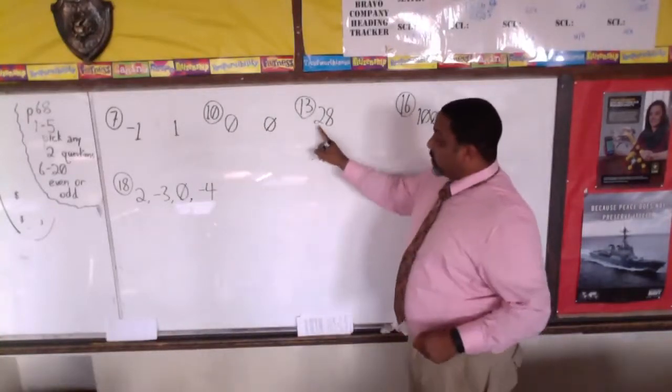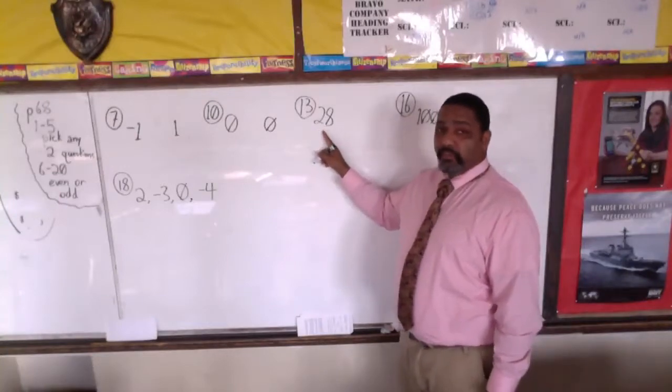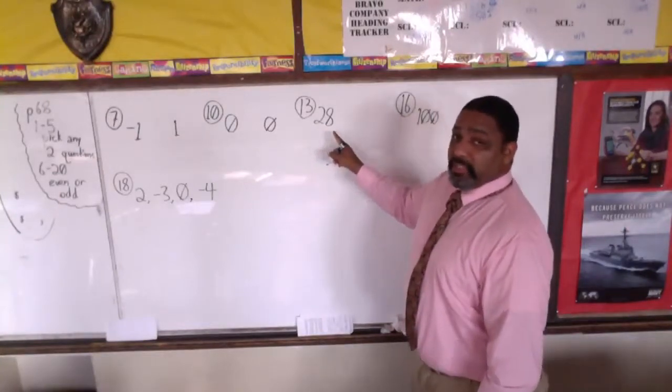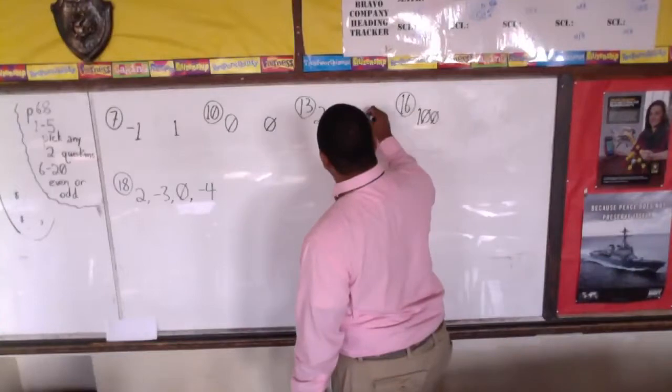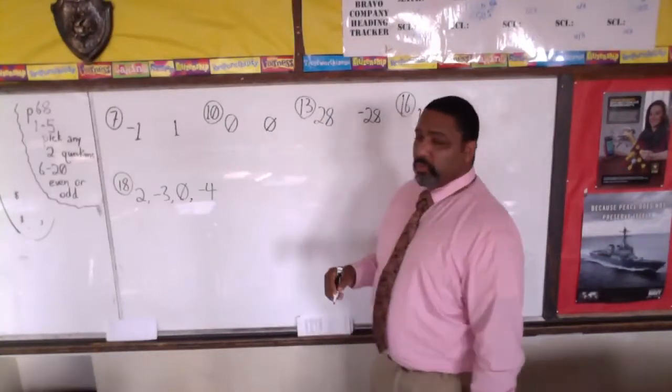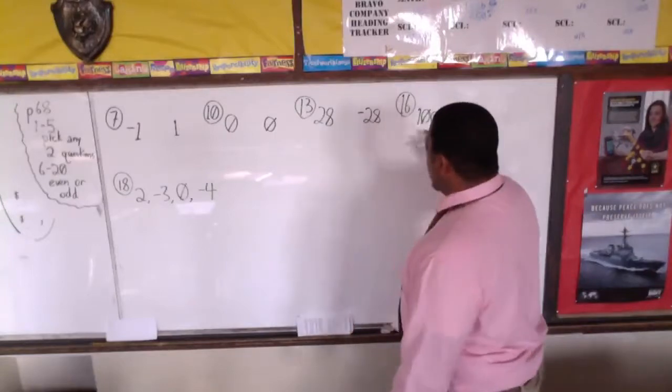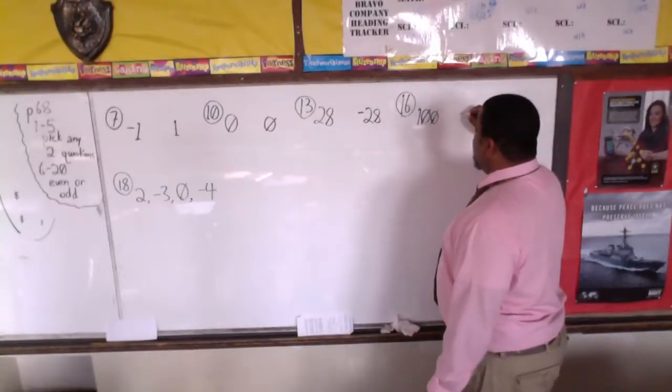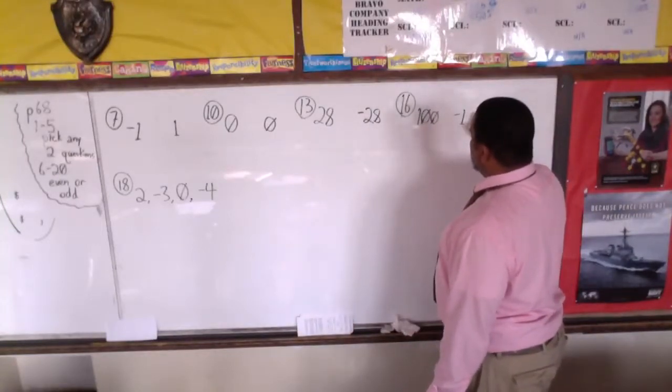Now we need a number that is 28 units away from 0 in the negative direction. So the opposite of 28 is negative 28. And if we combine 28 and negative 28, it will also be 0. And for number 16, we have 100. And the answer, of course, is going to be negative 100.